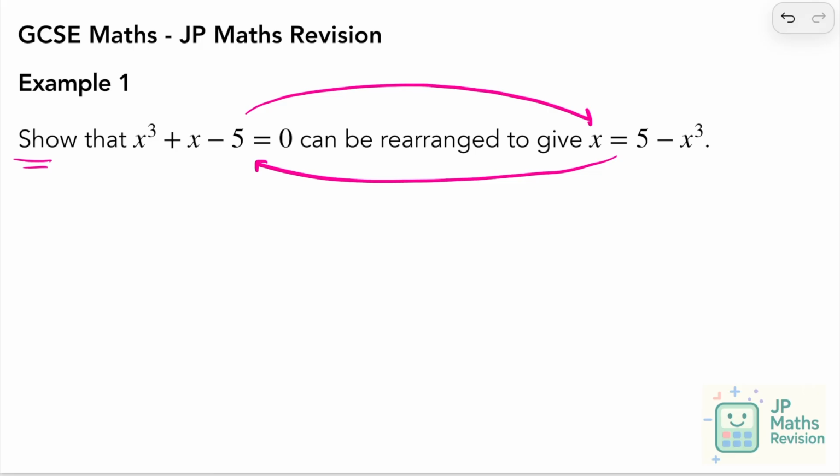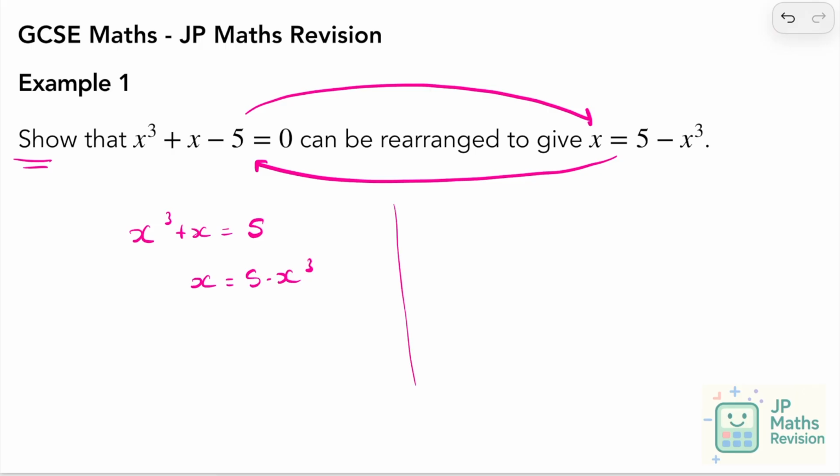So I'll show if we go from x cubed plus x minus 5 equals 0 to x equals 5 minus x cubed. What we could do is start off by adding 5 to both sides. So I end up with x cubed plus x equals 5. So now I'm going to get rid of the x cubed, and I end up with x equals 5 minus x cubed, and I've arrived at the given formula.